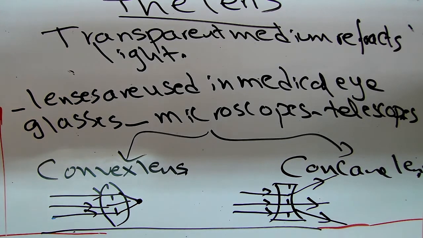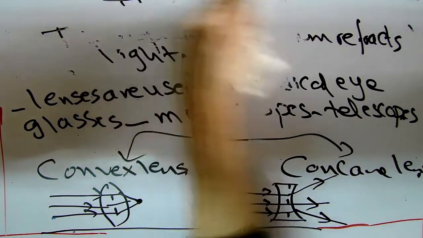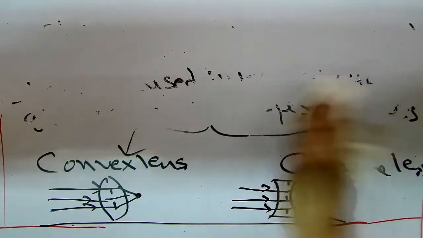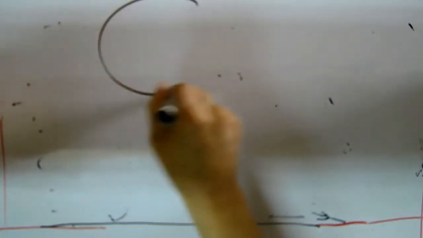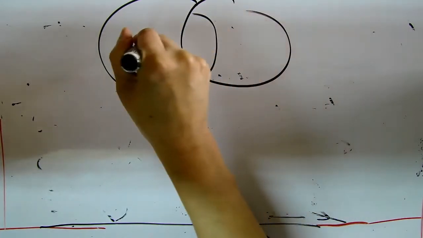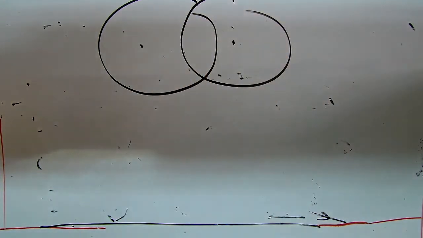Concepts related to lenses. Number 1, center of curvature. Center of curvature: it is the center of the sphere.